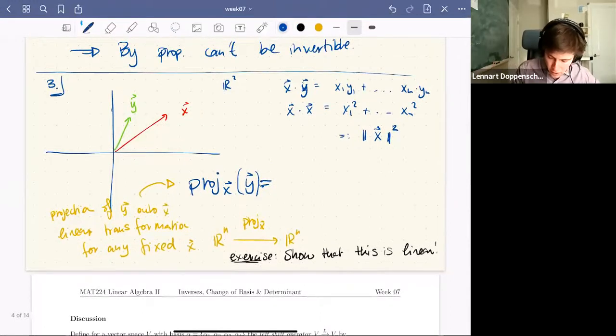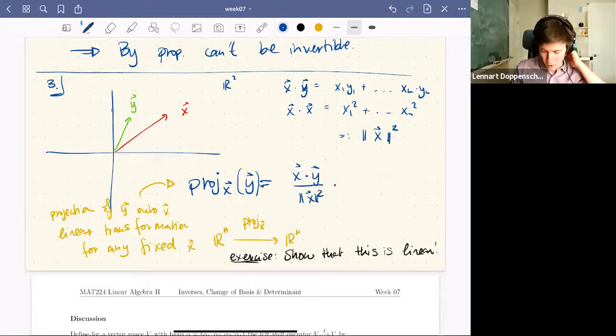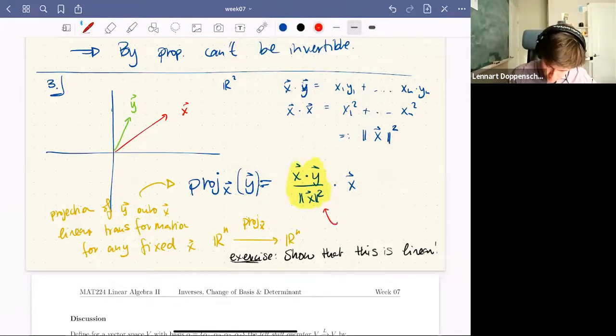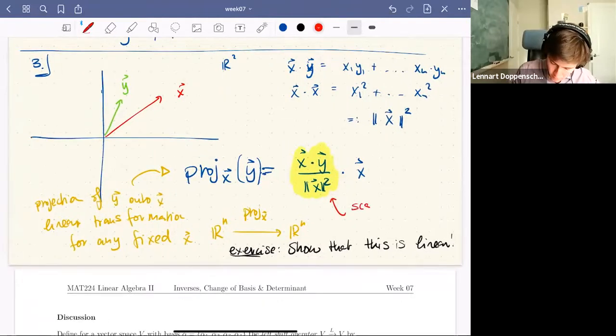So this projection is defined to be the dot product of x and y divided by the length squared of x. Then this whole thing is going to be a scalar. And then we just scale the vector x with this scalar. This is scalar multiplication.